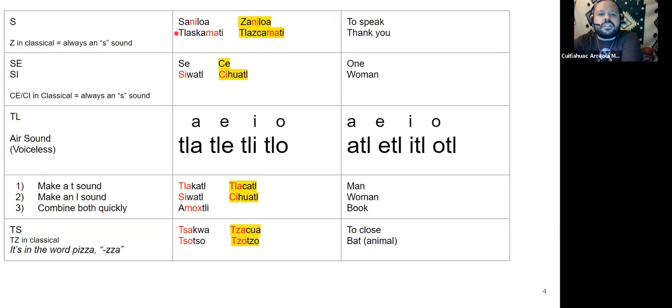Another variant is Tlasokamati, right? In the Huasteca, they tend to just say Tlaskamati, but Tlasokamati is also understood. So saying thank you depends as well. But it's never Tlaskamatli, never. In some Guerrero variants, they also say Tlashtlawi, so it depends on the variant, but never Tlaskamatli. It's Tlaskamati.